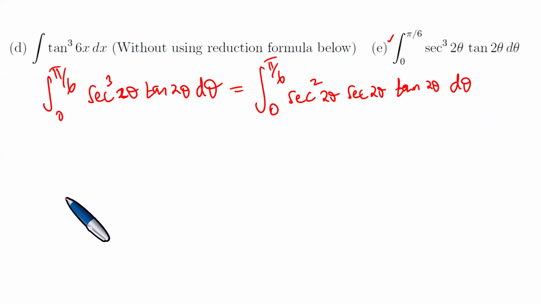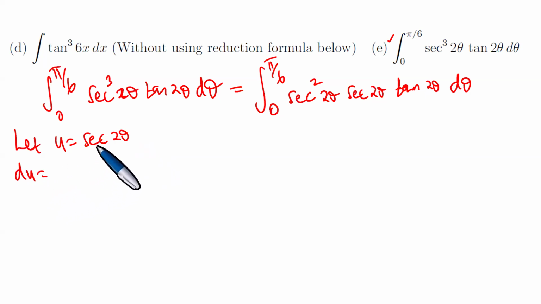Upon careful examination, we perform a substitution and let u be the secant of 2 theta. Then we can find the derivative of this. The derivative of the secant is secant tangent, but there's a 2 that comes out from using the chain rule, d theta.